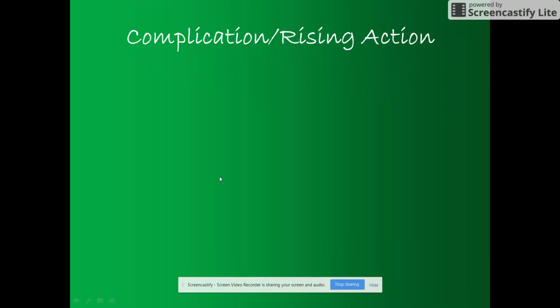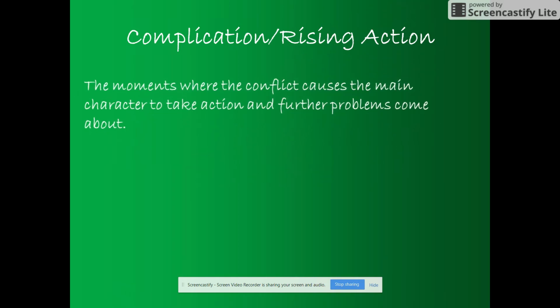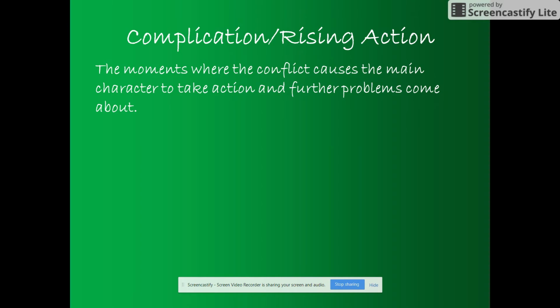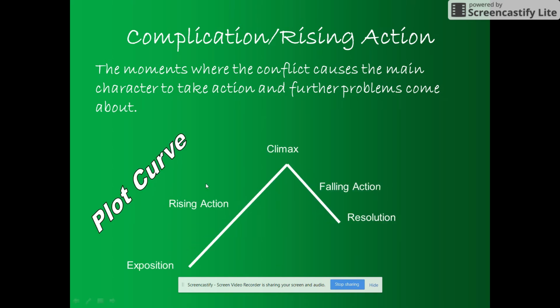So let's talk a little bit more about plot structure in a story, and I'm sure you've heard all of this before. Complication and rising action, these are the moments when conflicts drive that plot forward. It causes our main character to take some sort of action, and that causes further problems. It drives that plot forward towards the climax. So when you look at this plot curve, the rising action occurs right here, driving that plot forward.